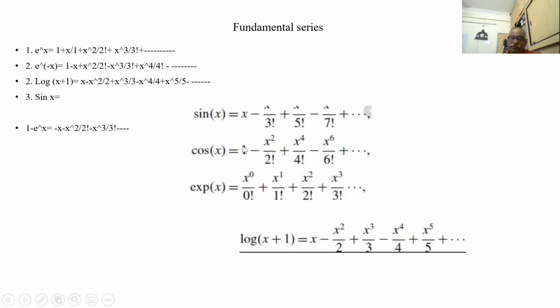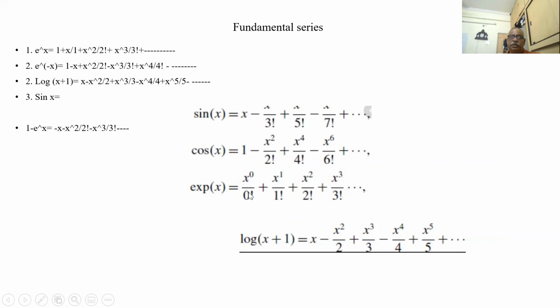Again, I differentiate cos x. This becomes 0, minus 2x by 2 factorial, that is 2x by 2, so minus x by 1. Then plus 4x cubed by 4 factorial, 4 gets cancelled, x cubed by 3 factorial, and this is plus. If I take the total minus out, I get minus of x minus x cubed by 3 factorial plus x to the power of 5 by 5 factorial, like that. It comes to minus sin x.